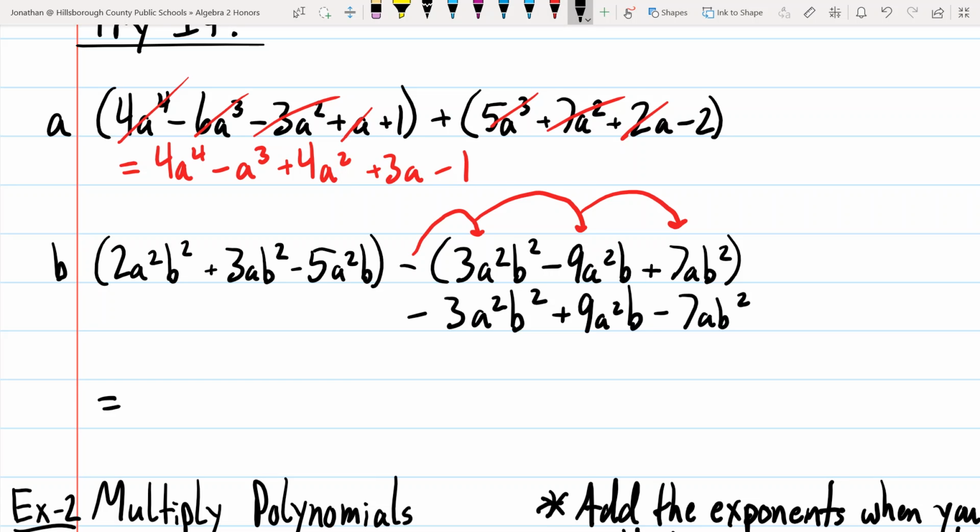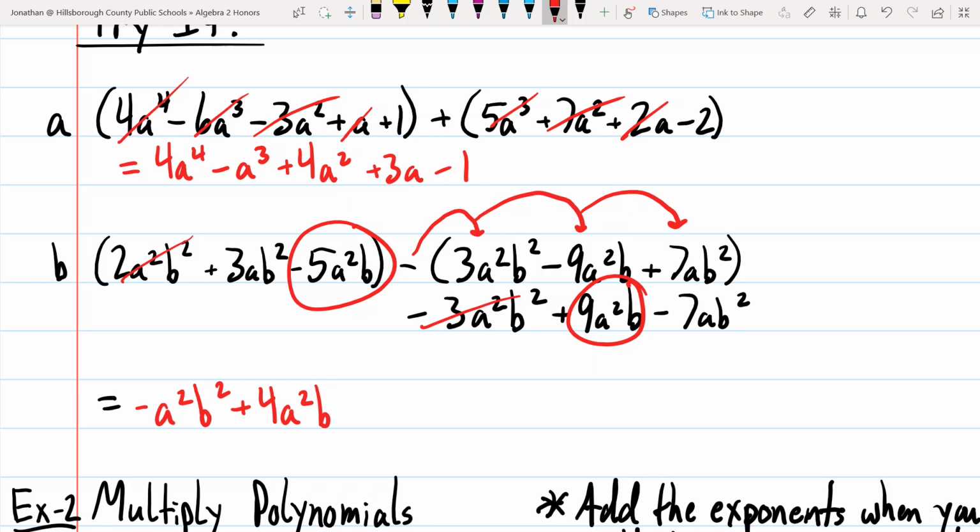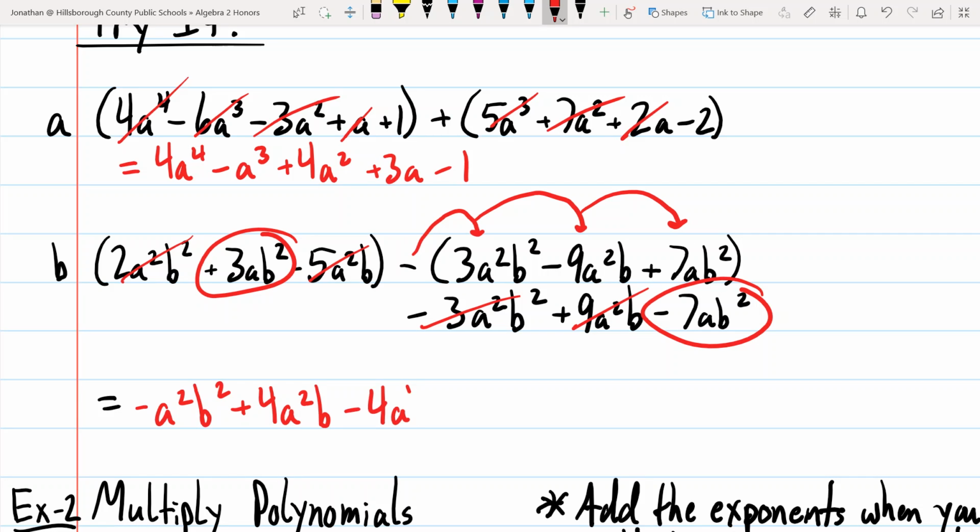So again, for this one, the order doesn't really matter too much. I'll start with the a squared b squared. I see I've got 2 and negative 3, so that's negative 1 a squared b squared. Okay, so we're done with those. We'll do this one, a squared b, 9 minus 5, positive 4 a squared b. Done with those. And then negative 7 and positive 3, so that's negative 4 ab squared.